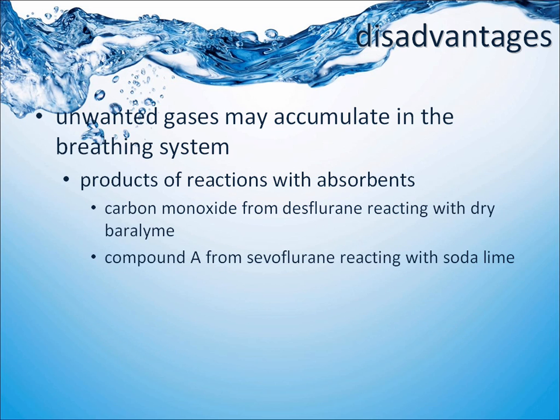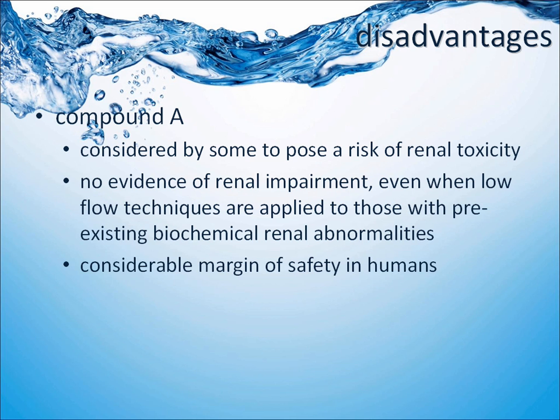I'll spend a bit of time talking about the products that are produced when our inhalational anesthetics react with absorbents, because that's probably the greatest concern that you guys have, limiting our use of low flow and minimal flow anesthesia. We know that carbon monoxide can be produced when desflurane runs through a dry baralyme CO2 absorber, and also compound A, which we've all read about in our textbooks in our primary pharmacology exam. That compound A is from a breakdown of sevoflurane when it reacts with soda lime.